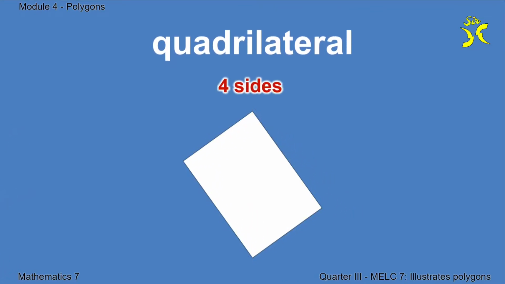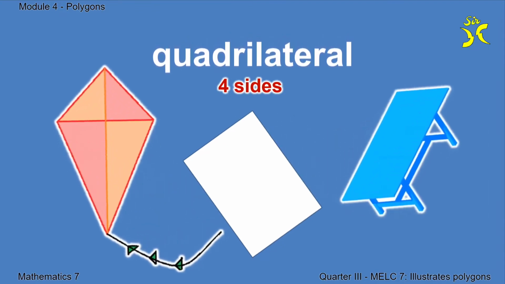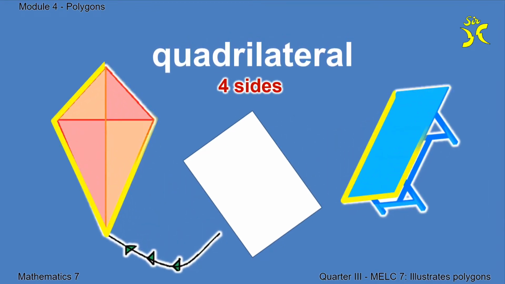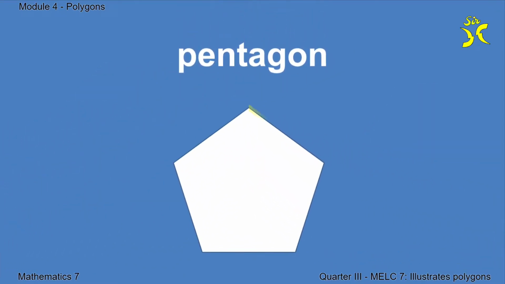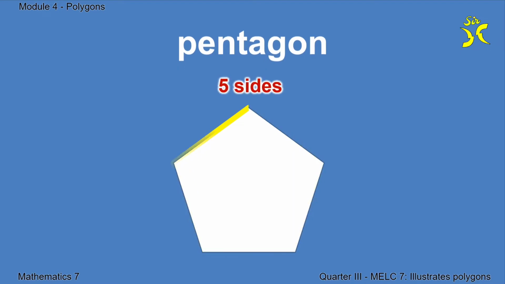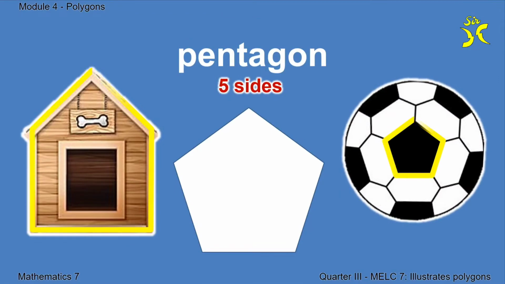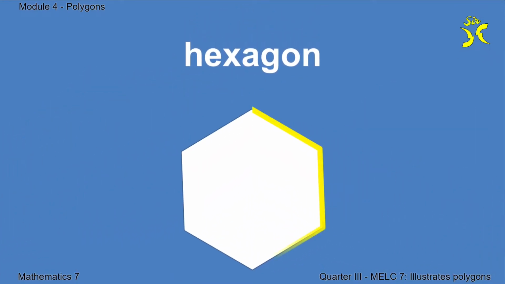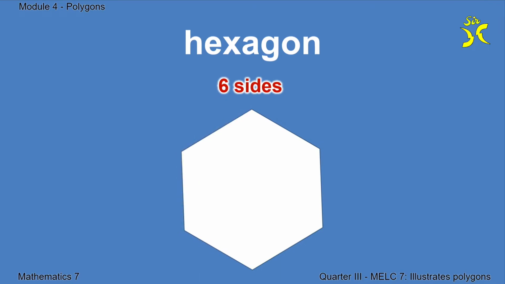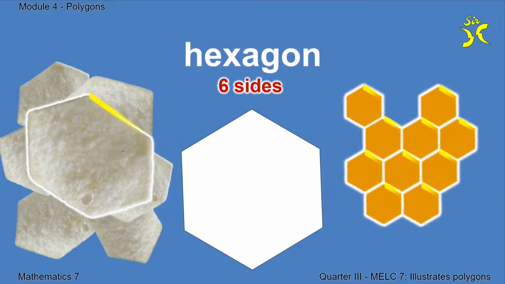Quadrilaterals have four sides. This kite and this table are quadrilaterals. Pentagons have five sides. This doghouse and spot in soccer ball have the shape of a pentagon. Hexagons have six sides. These potato chips and honeycomb cells have the shape of a hexagon.